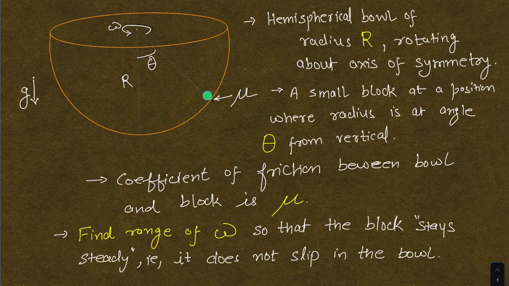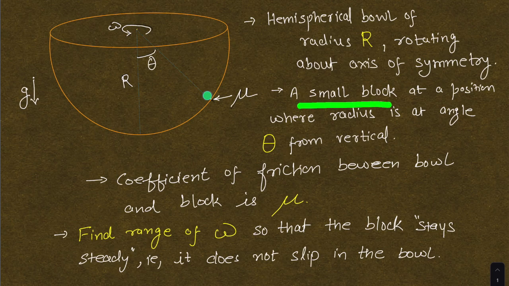Hello friends, in this video let's look at another interesting mechanics problem. We are given a hemispherical bowl of radius r rotating about its axis of symmetry. So this is the bowl whose radius is r and this is rotating about its axis of symmetry.